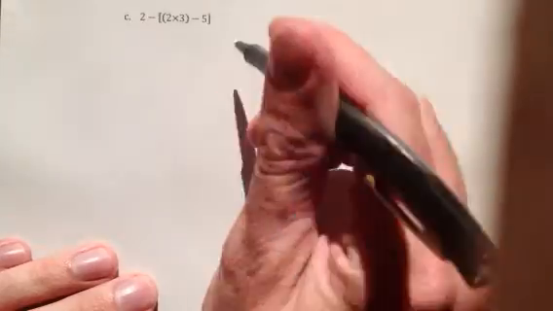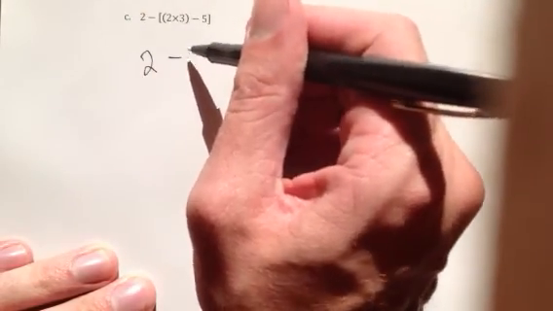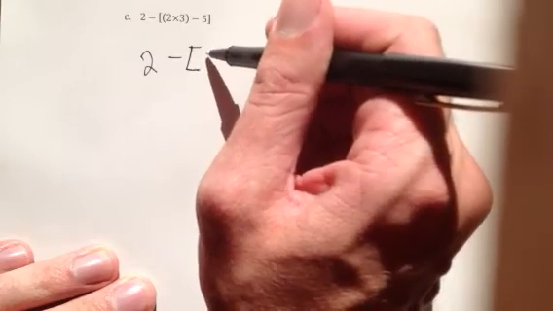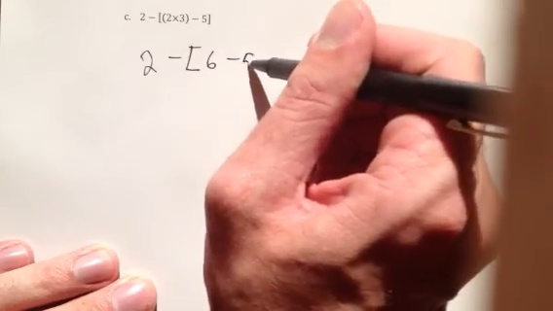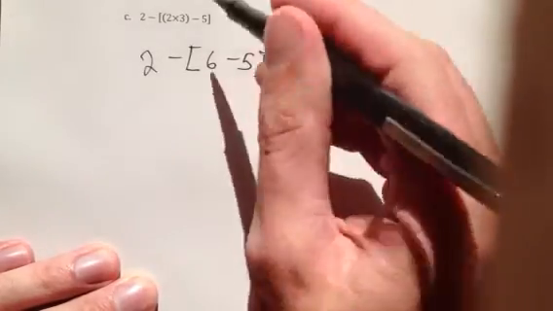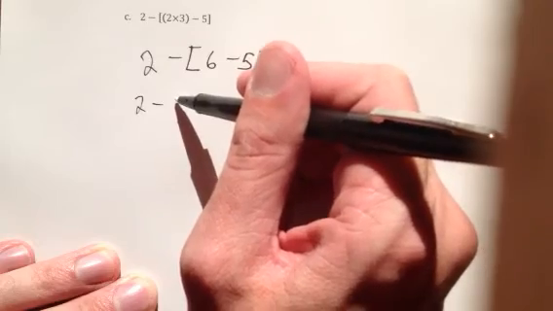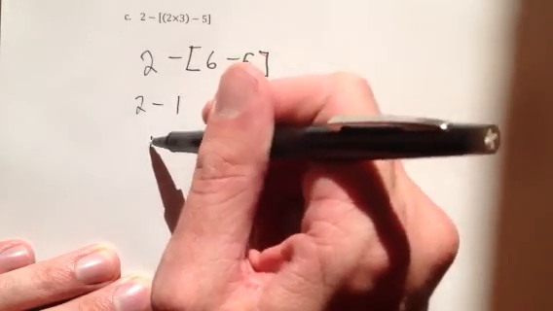Okay, so the first thing that I do is I'm going to do my 2 times 3 first and get 6. And again, once I've done those parentheses, I don't need to write them anymore. Then I'm going to do 6 minus 5, which is 1. 2 minus 1 is 1.